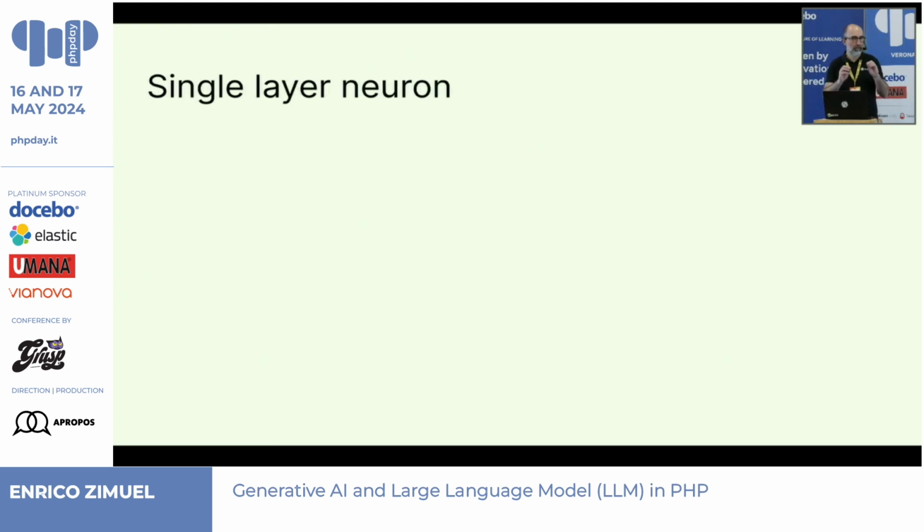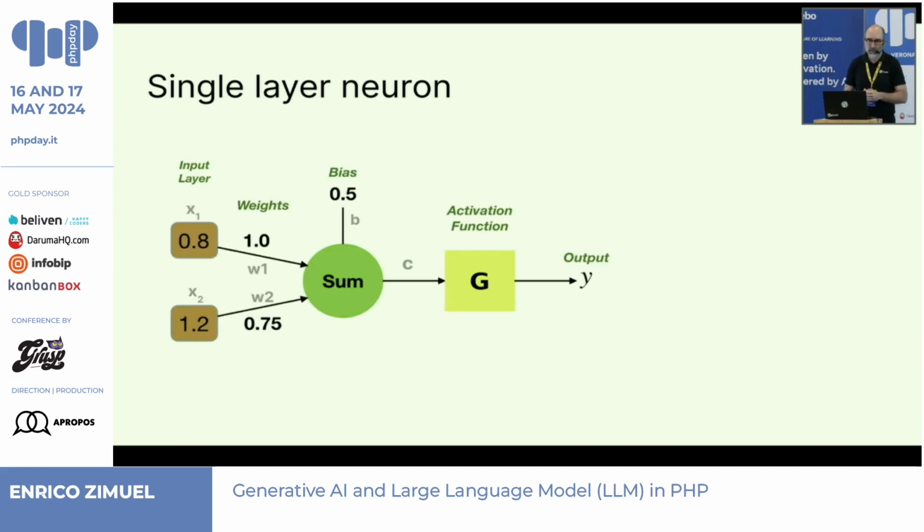So just focus, I promise, this is the only slide with a couple of mathematics. Sorry for that. But just to give you the flavor of what's behind the scenes here. Let's focus on a single couple of neurons. On the left side, we have 2 orange boxes. This is the input layer with some numbers, 0.8 and 1.2.